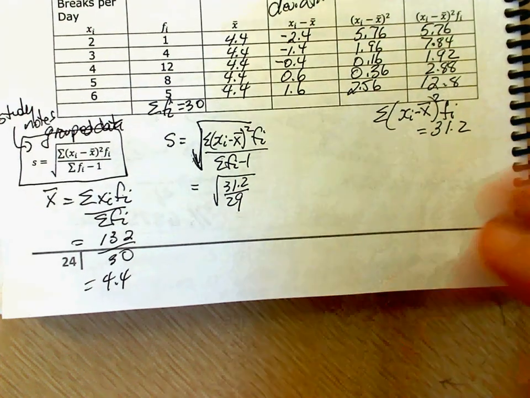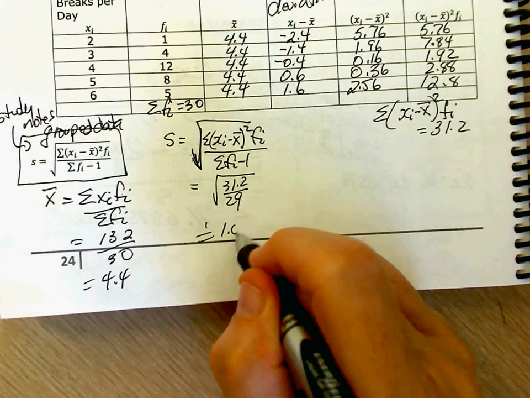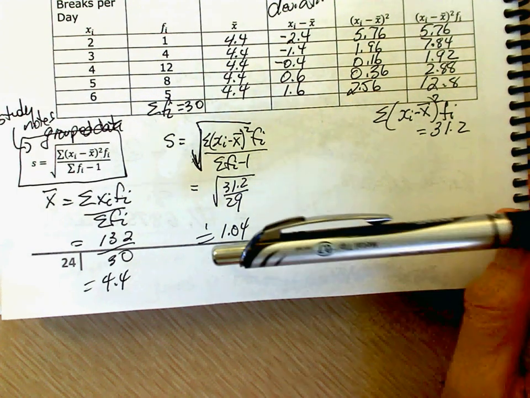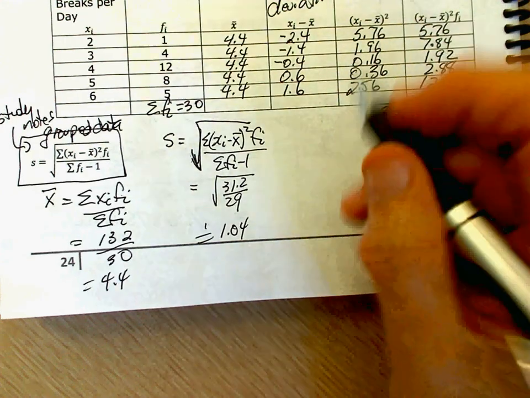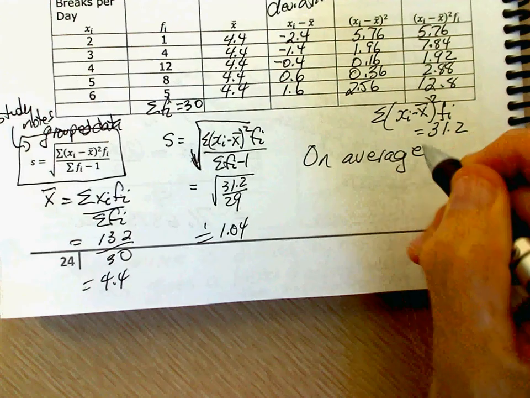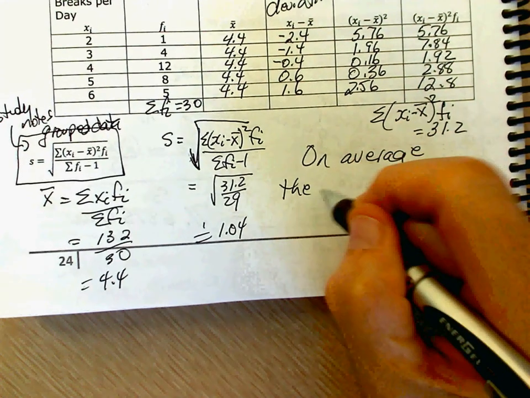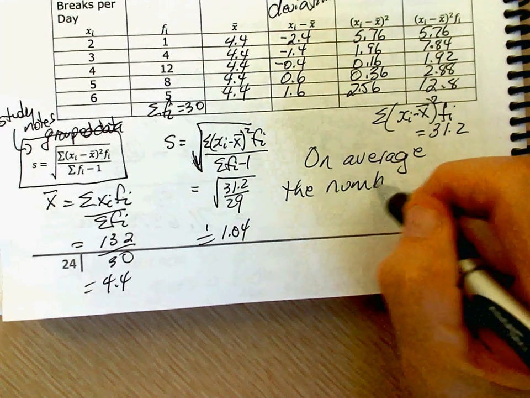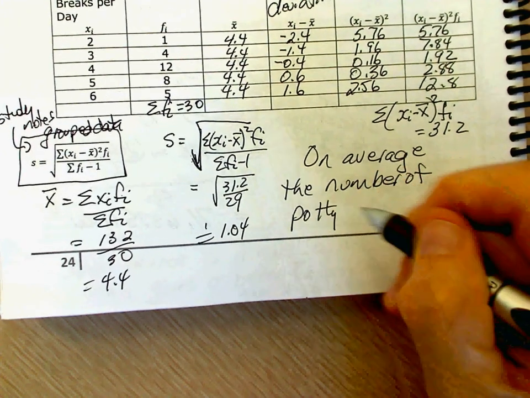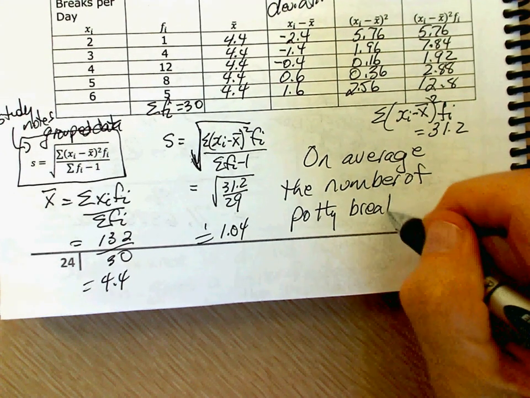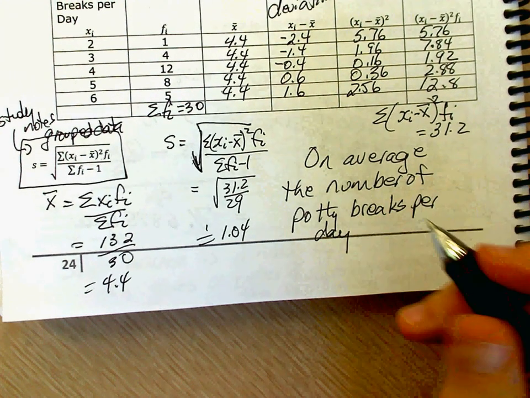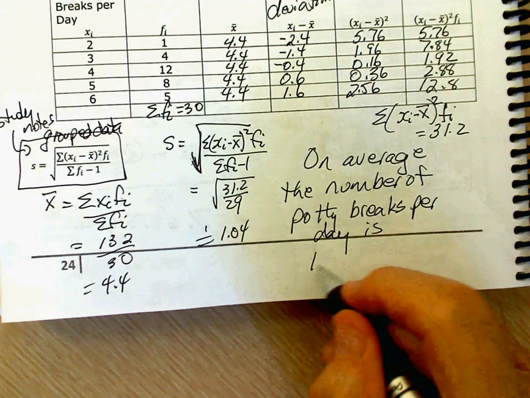So if we were to interpret this standard deviation, on average, the number of potty breaks per day is 1.04 breaks from the mean.